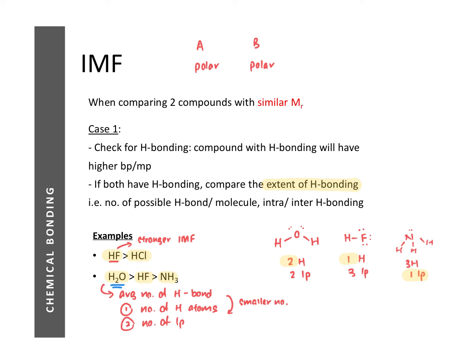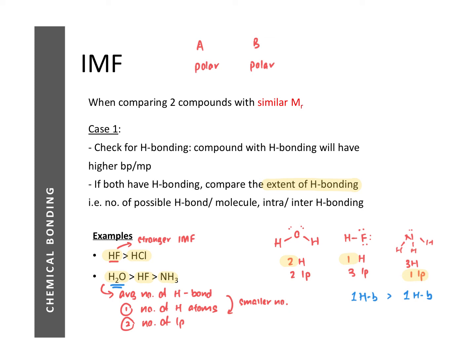Now if you want to go on further to compare between HF and NH3, hydrogen fluoride and ammonia, how do we go on to compare, because they both on average can form one hydrogen bond? We can look at the polarity of the bond. Because fluorine is more electronegative than nitrogen, the HF bond is more polar than the NH bond. So you would expect the hydrogen bonds between hydrogen fluoride molecules to be slightly stronger than those between ammonia molecules. Okay, however, most of the time we don't go to that extent. It will stop at the extent of hydrogen bonds.